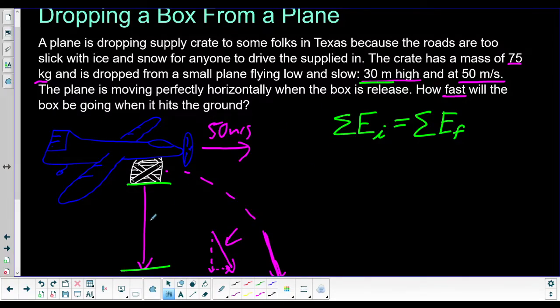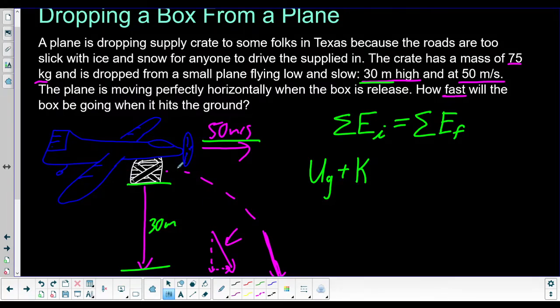Our box is 30 meters high, so obviously our box has some gravitational potential energy. Our box is also attached to this moving plane, so the box is moving at 50 meters per second. So it also has, we'll use capital K, I guess, for kinetic energy. Capital K, or E subscript K, however you like. So it has some kinetic energy at the beginning also.